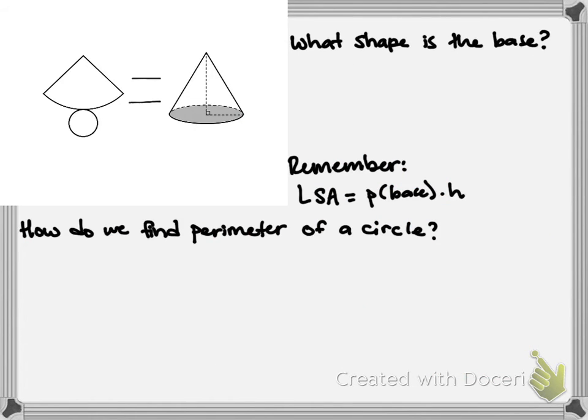All right, the other shape we're going to look at today is a cone. So if we think about cones, let's look at their base, right? What shape is the base? It is a circle. So if we remember, to find lateral surface area, we're looking at the perimeter of the base. So what do we call the perimeter of a circle? Well, that is the circumference.